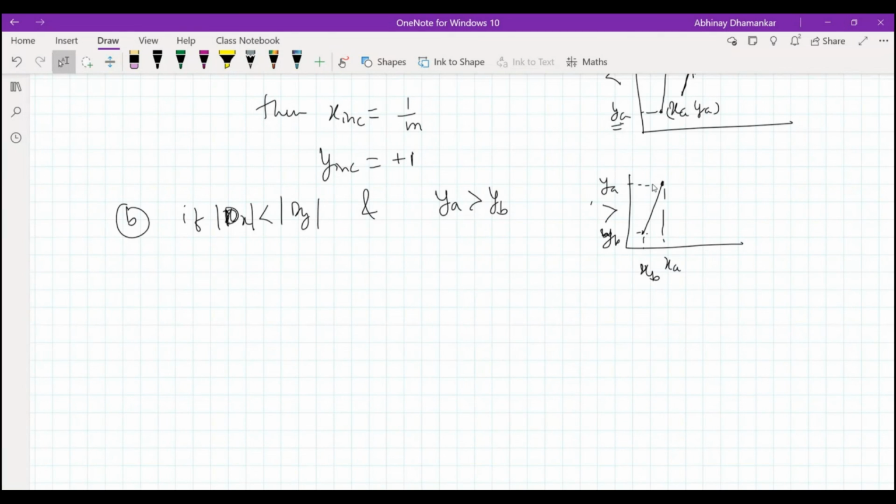Okay, ya is greater, तो हमें ऊपर से नीचे प्लॉट करना है। तो हमें ऊपर से नीचे आना है, तो y में कितना इंक्रीमेंट करना पड़ेगा? y increment should happen with -1. ओके, क्योंकि ऊपर से नीचे आ रहे हैं ना, वैल्यू कम करना है, और x इंक्रीमेंट will be, ऊपर से नीचे आ रहे हैं तो -1 by m.